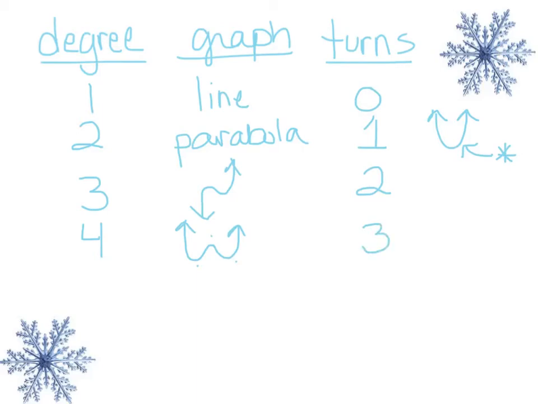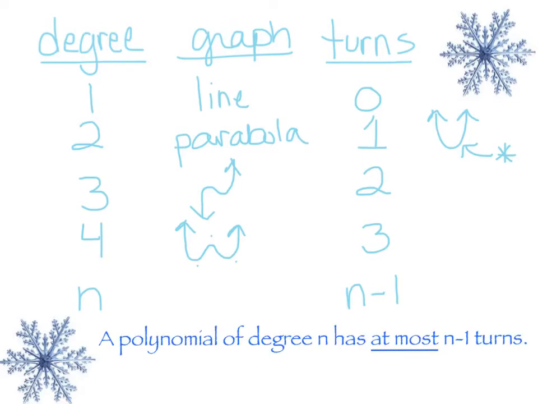And you would notice that whatever the degree is, so we use n for number, your turns are always going to be 1 less than that. So that's the key thing I'm trying to show you right here. A polynomial of degree n has at most n minus 1 turns. And I say at most because you could have less than that. For example, you might have seen some fourth powers that look kind of like this. That only turns twice. And that's okay, but it cannot have any more than n minus 1 turns.